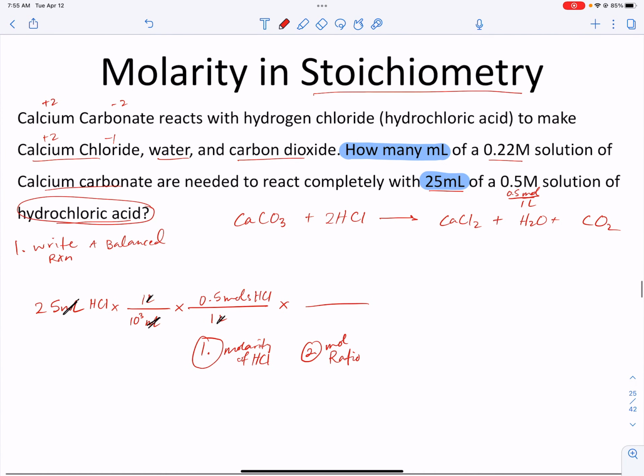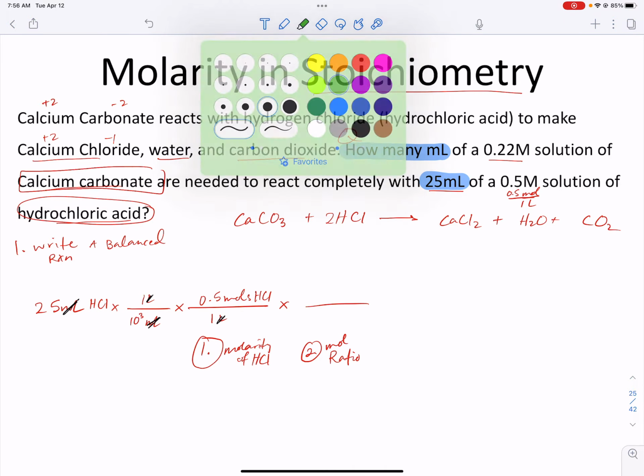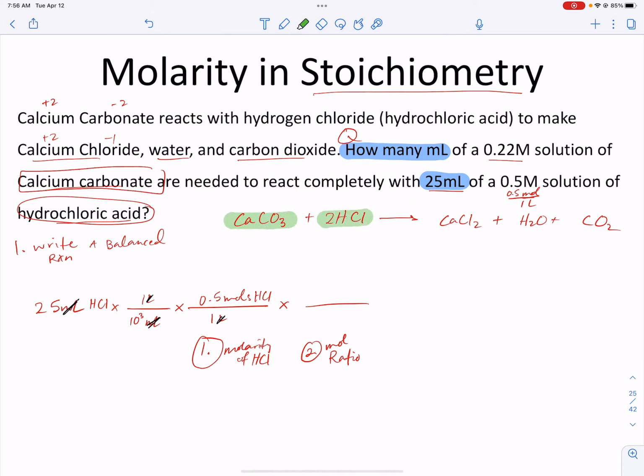And what are we trying to convert between? The question, which starts right here, how many milliliters of a 0.22 molar solution calcium carbonate? So we're trying to find volume of calcium carbonate. We're starting with volume of HCl. So the two things I'm looking at are right here. I want to get the mole ratio between calcium carbonate and HCl.